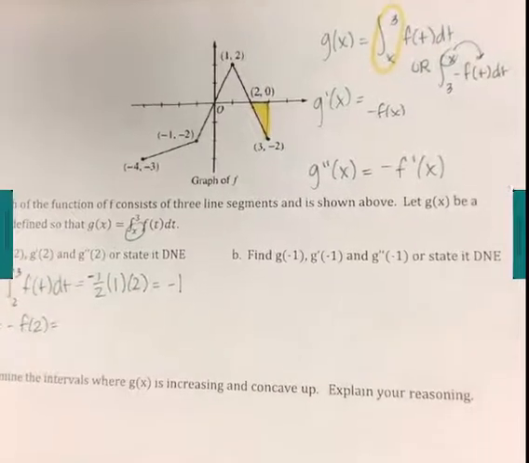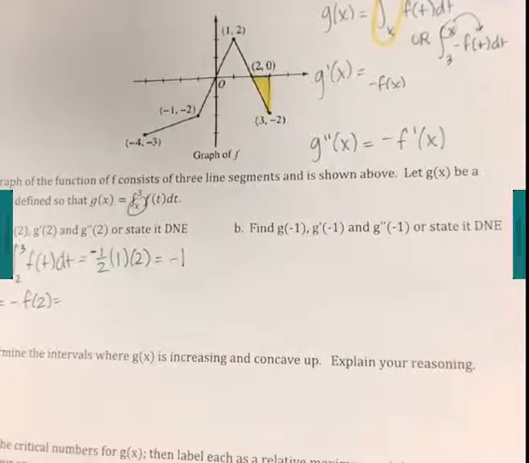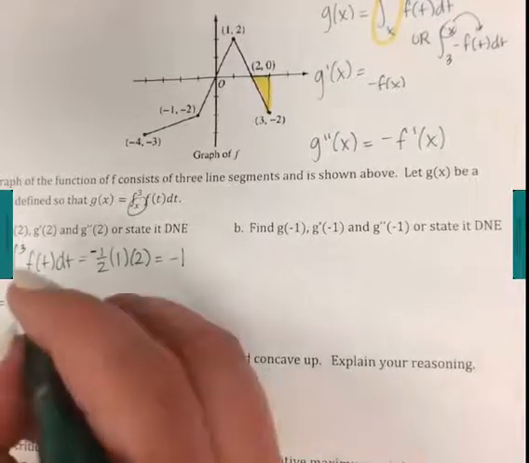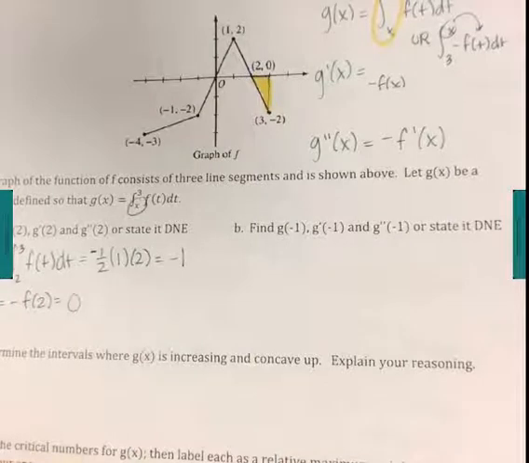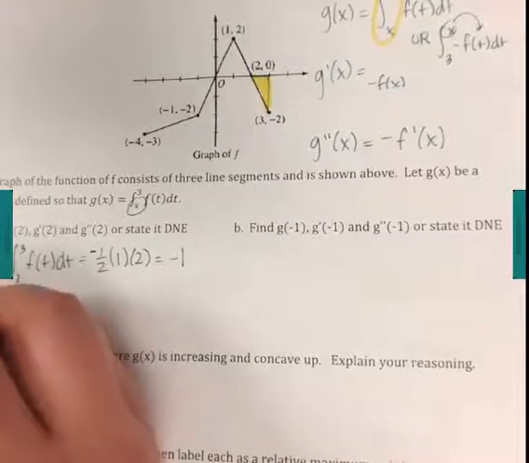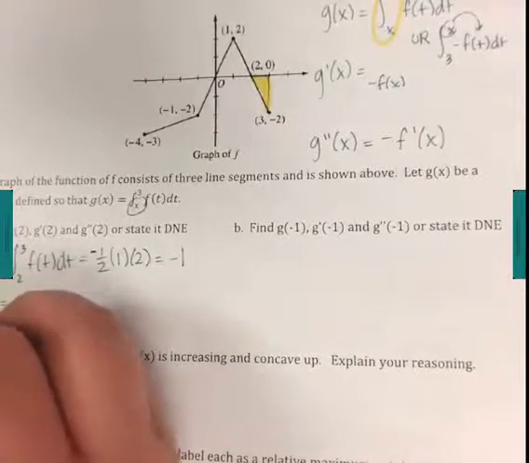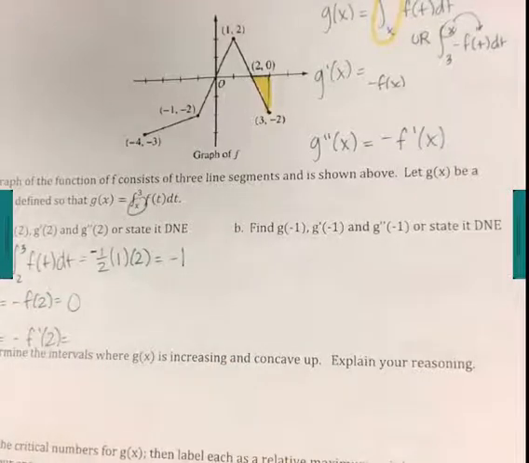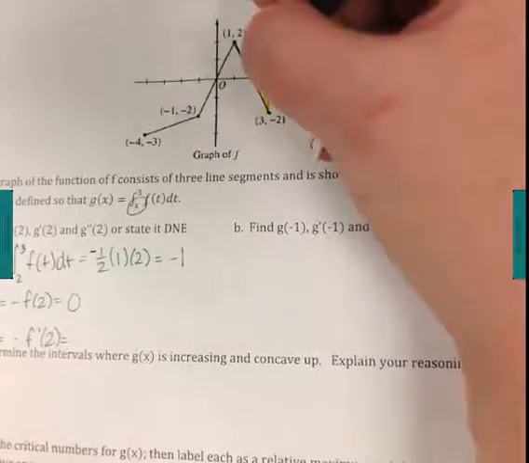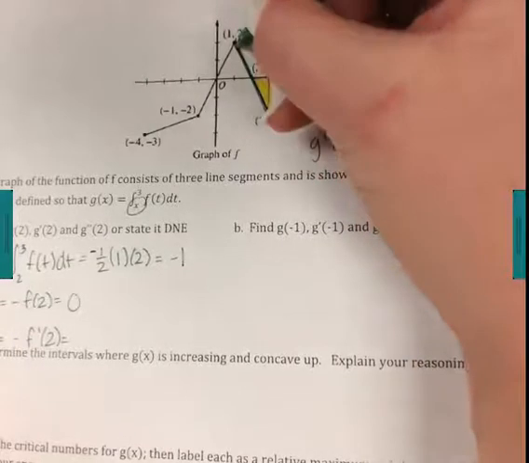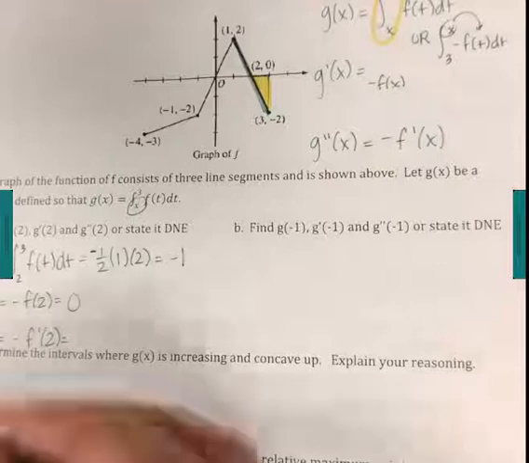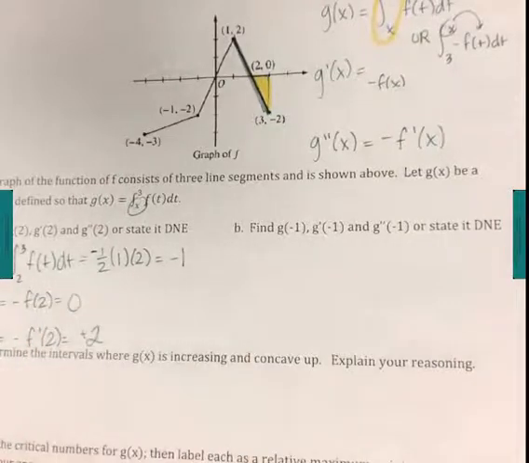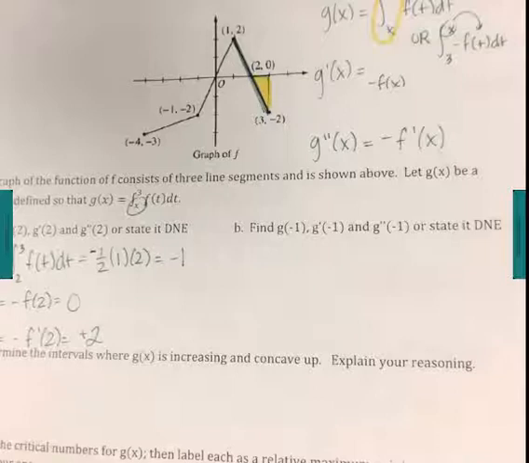Did they trick you or did you get it right? f of 2 comes out to be 0, so actually you just get 0 either way. But then g double prime of 2 is going to be negative f prime of 2. So what is the slope of the graph at 2? What's the slope of this line? Negative 2, but then if I apply the other negative, it's actually positive 2. They'd give you separate points.